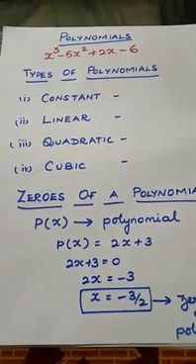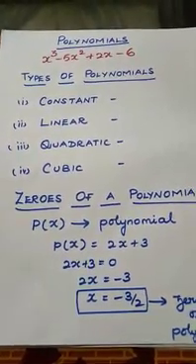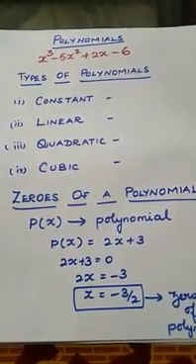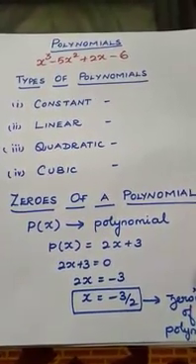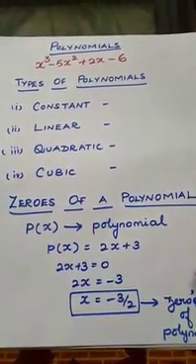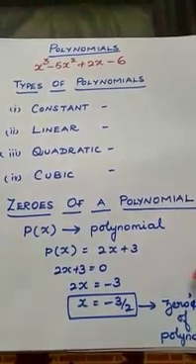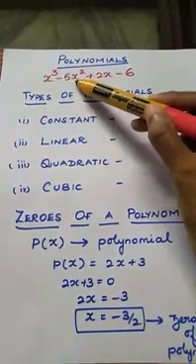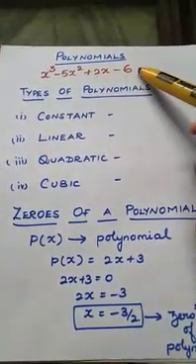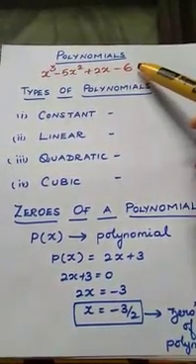Now I am going to explain polynomials and types of polynomials. A polynomial is an expression of more than two algebraic terms, especially the sum of several terms that contain different powers of the same variable. For example, x cube minus 5x square plus 2x minus 6. This is one polynomial equation.